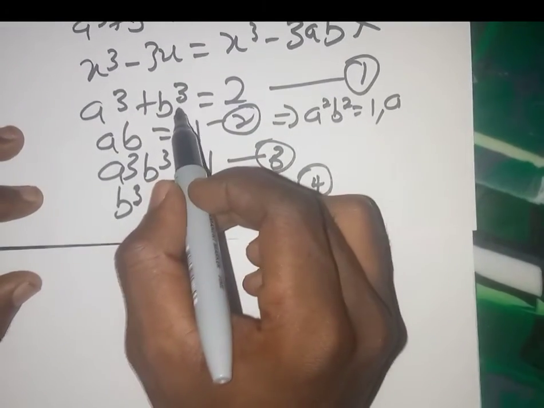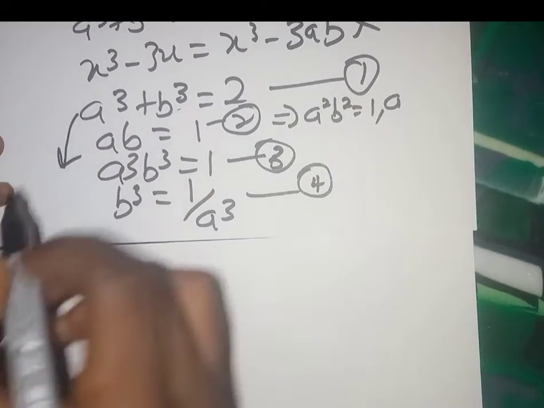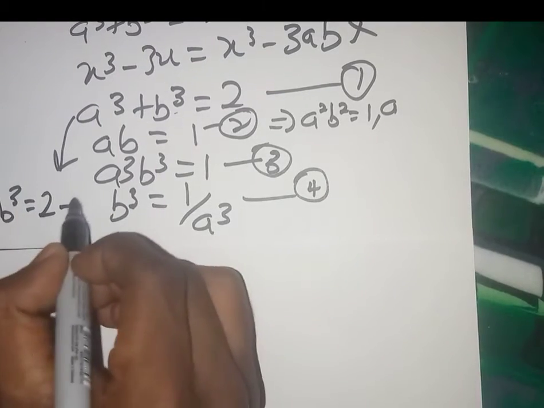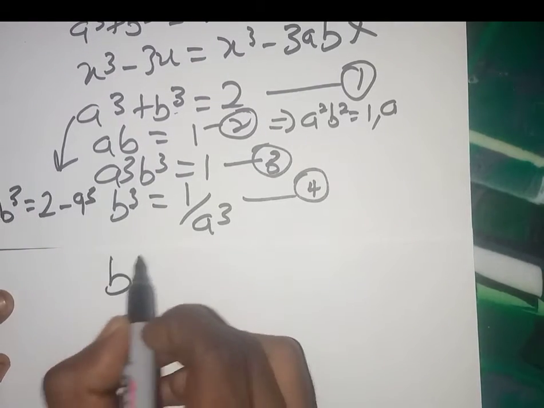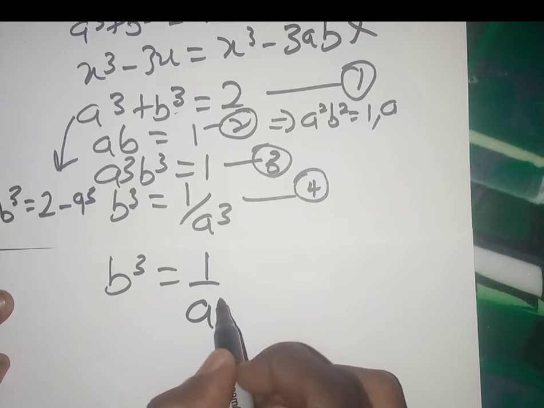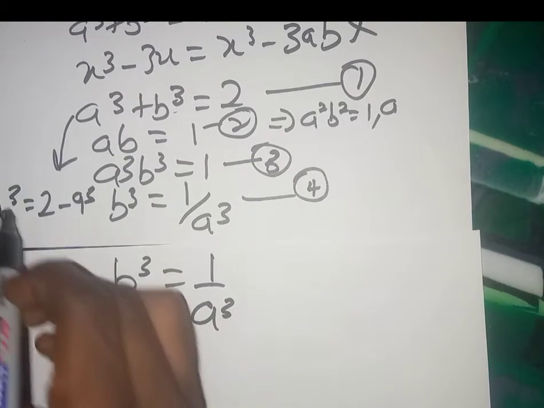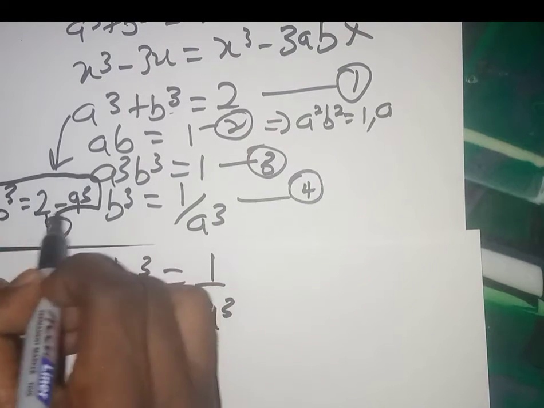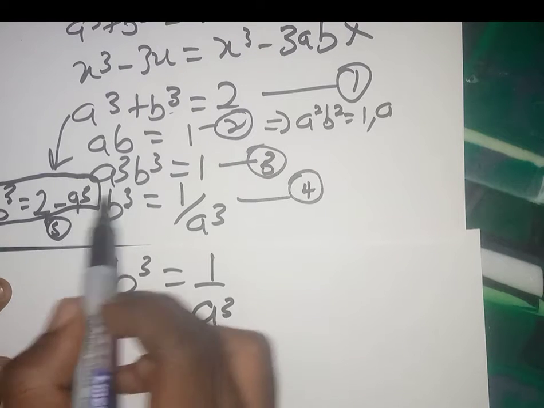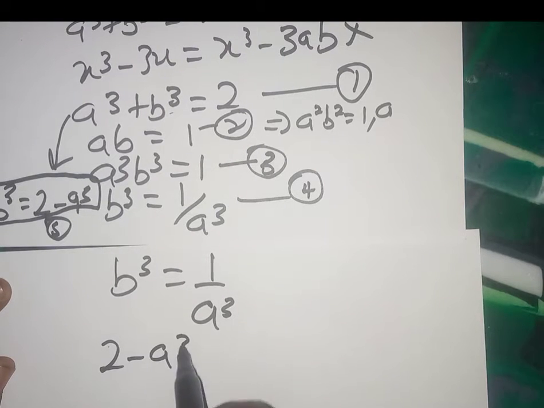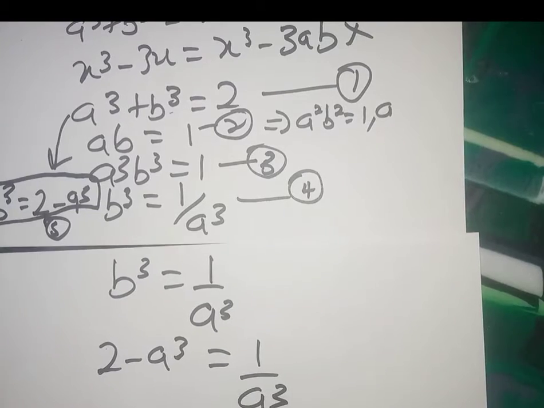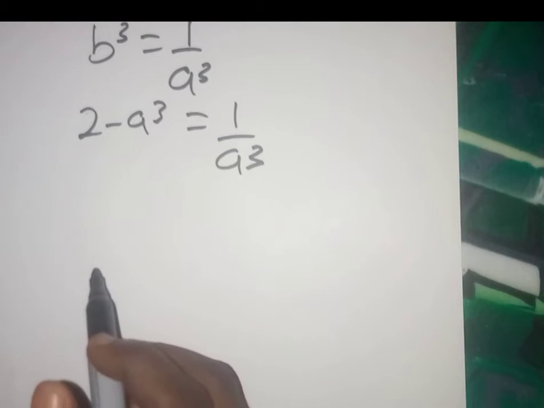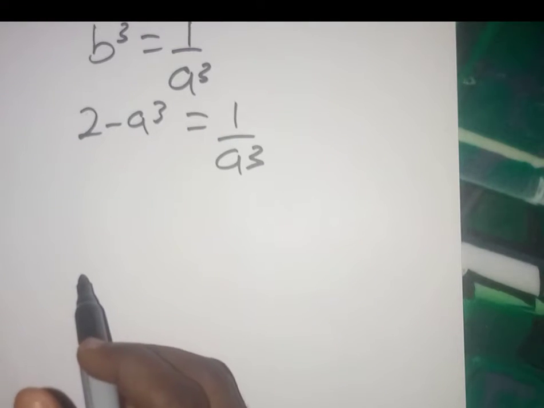Now we can also make b cube the subject here, right? So from here we can also have b cube being equal to just 2 minus a cube. Let's call this one equation 5. From equation 5 we established that b cube is equal to 2 minus a cube, so we have 2 minus a cube being equal to 1 over a cube in this case. So we realize that we just have one variable, and then we can safely find what the value of a is.